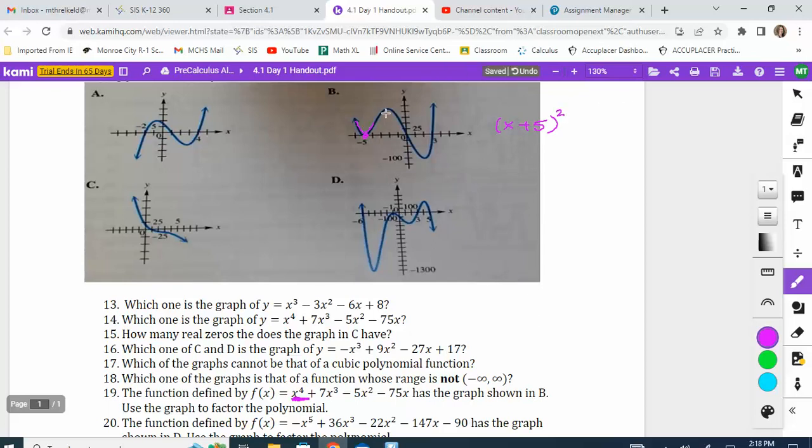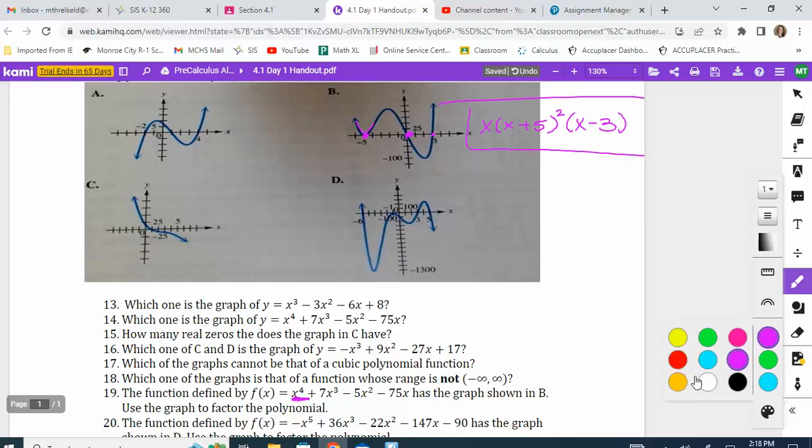All right, where's the next place it hits the x-axis? 0. So x minus 0 is the same as just x. So I just need a plain x. I'm going to put that in front. The next place it hits the x-axis is 3. So what would I have to have in here? X minus 3. But it goes right through, so we don't need the square. So that is my polynomial, just from the graph itself.